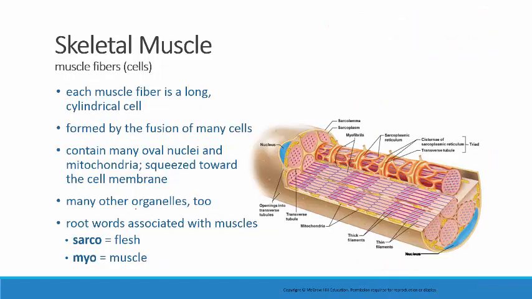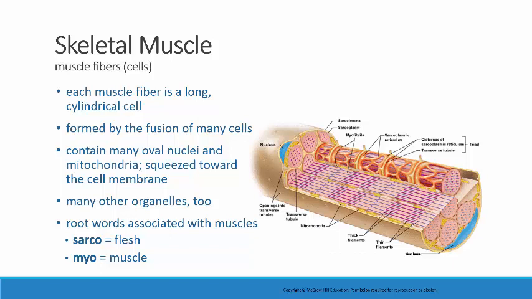Okay, so let's look now at the structure of a skeletal muscle fiber. Each one is a long cylindrical cell, and as you recall, it was multinucleate. And they're multinucleate because developmentally they form from the fusion of a number of much smaller cells.